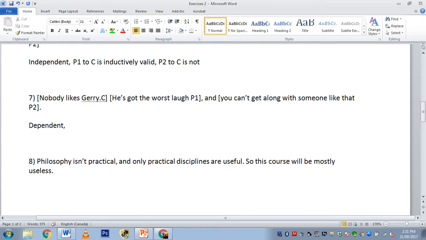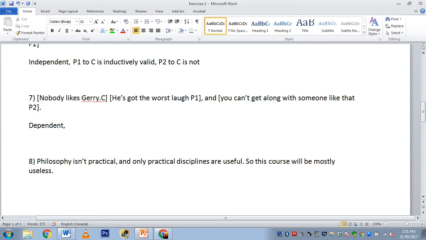You're saying P1, he's got the worst laugh; P2, if you have the worst laugh, then you have no friends; therefore, no friends. Right? So what's being offered are a conditional statement and something that satisfies the antecedent of the conditional, and then you get the conclusion. It's not that he's got the worst laugh is evidence for the conditional itself.